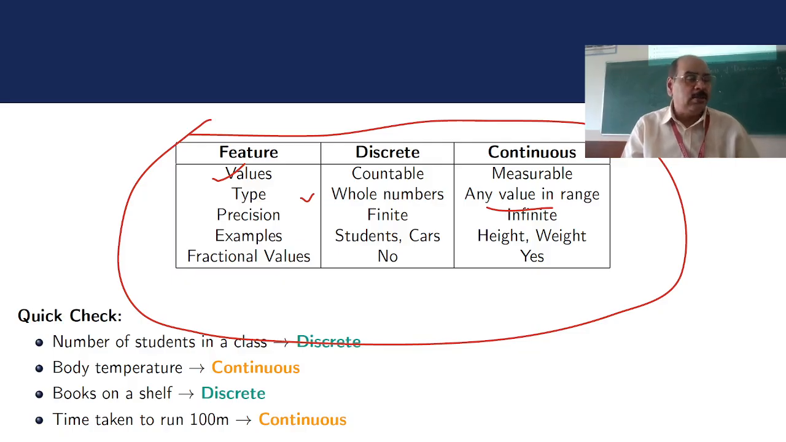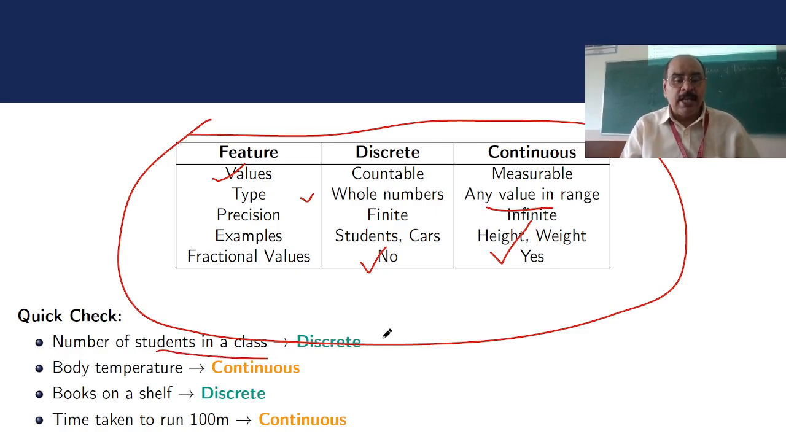Discrete has a finite set, with examples like students, number of students, cars, and so on. Can it have fractional values? No, discrete cannot have fractional values. Continuous values are mostly in fractional values.